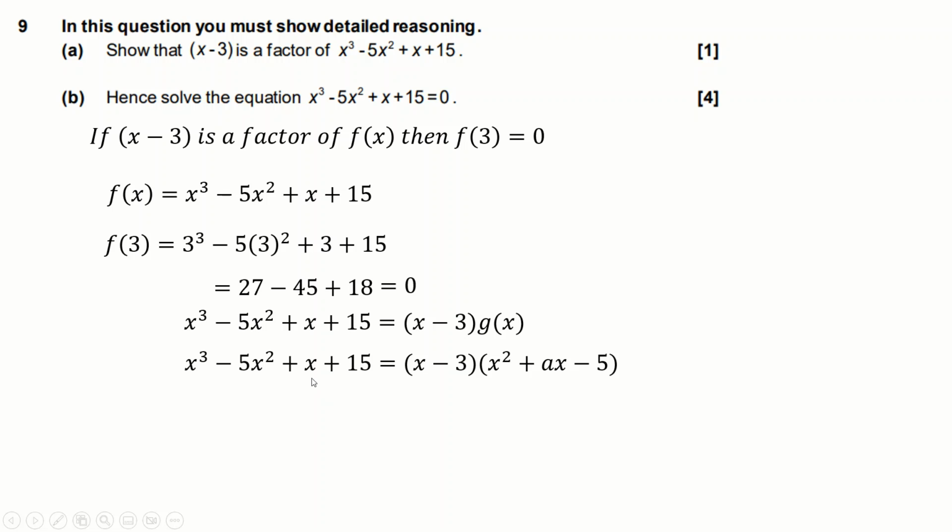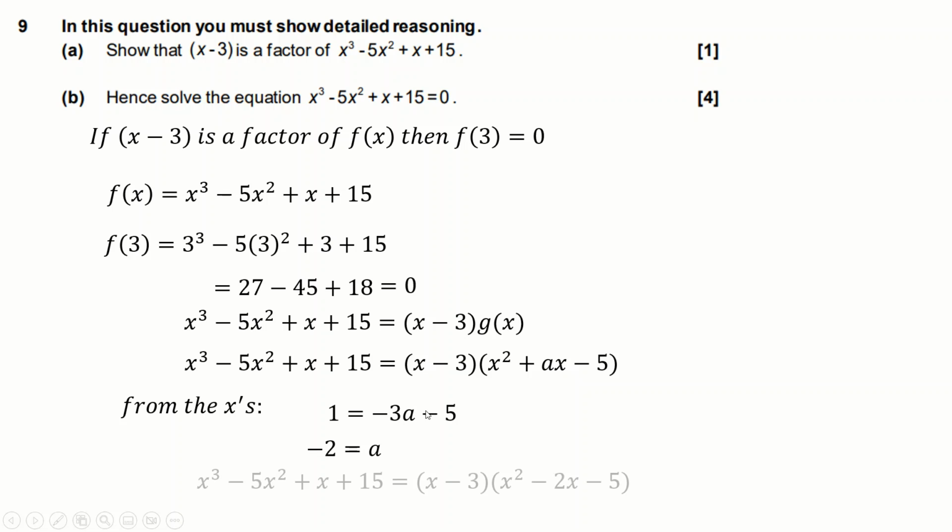but I think I can work that out fairly easily, because over here there's 1x, and over here I've got minus 3 ax's and minus 5 x's. So I think I can set up that equation there, just considering the x terms. And then I can solve that for a is minus 2, so I get this.